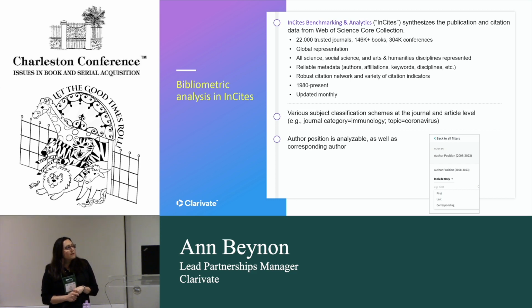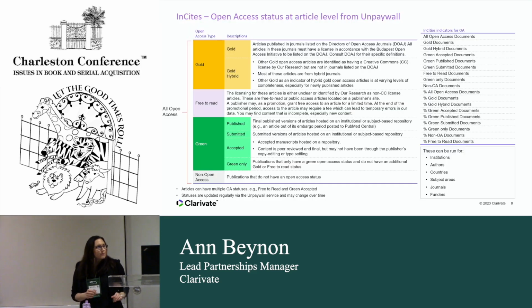Some other important points are that there are various subject classifications in Insights. We have various journal category schemes that users can utilize, but also article level topical schemes. So for instance, you can look at all the journals in immunology, but you can also look at the topic of coronavirus. So whatever level makes sense. And we have the ability to look at author positions. So papers where, let's say, your institution's authors were first or last or corresponding, which becomes very important to do the APC analysis. So all of that is possible.